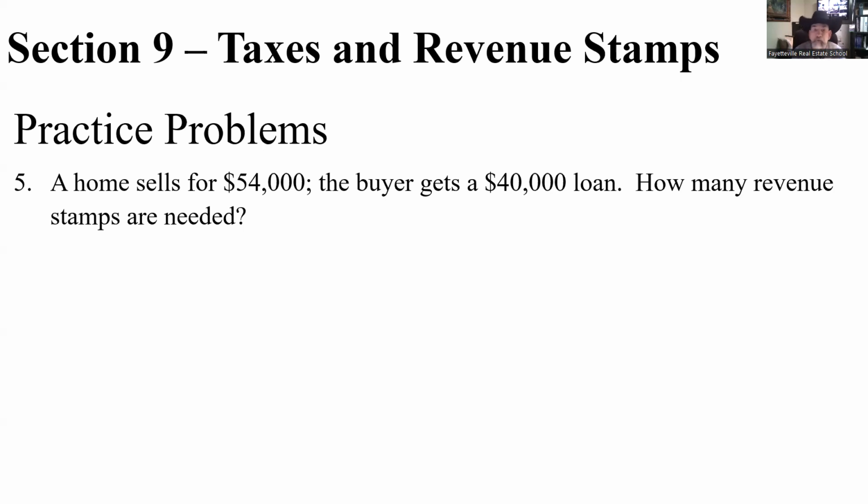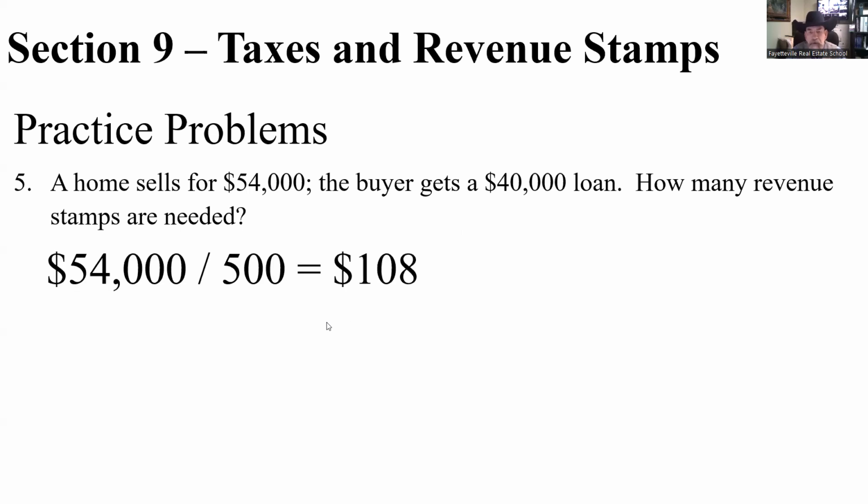We need the home sold for $54,000 and how many revenue stamps. Does $54,000 need to be rounded up? No, it does not, because it's all zeros. We're just going to take the 54,000, divide it by 500, and there we go right there. 108 revenue stamps or excise tax, 108. Paid by the seller, very important.